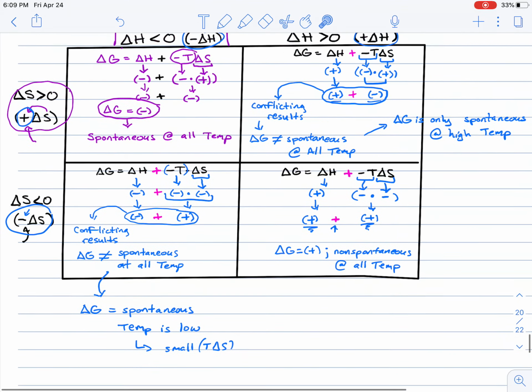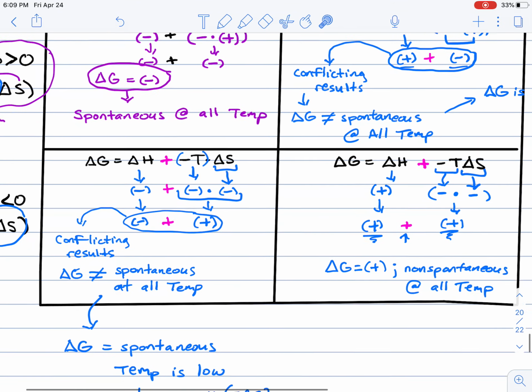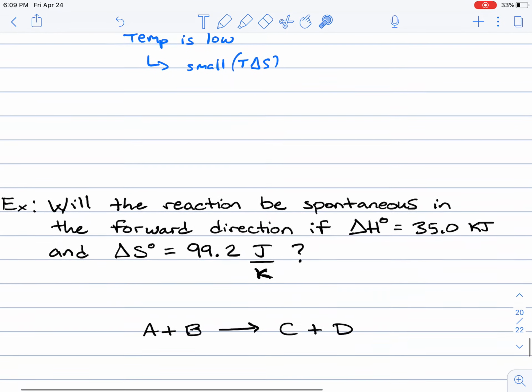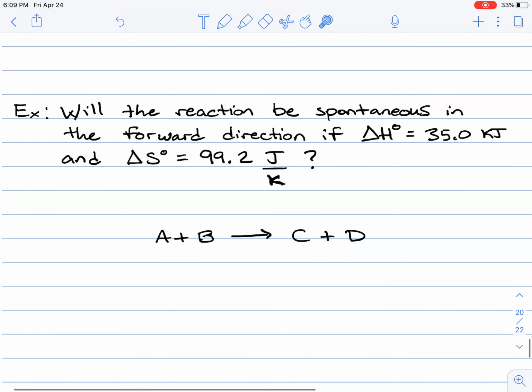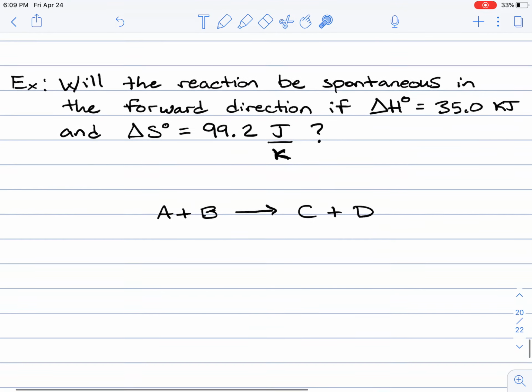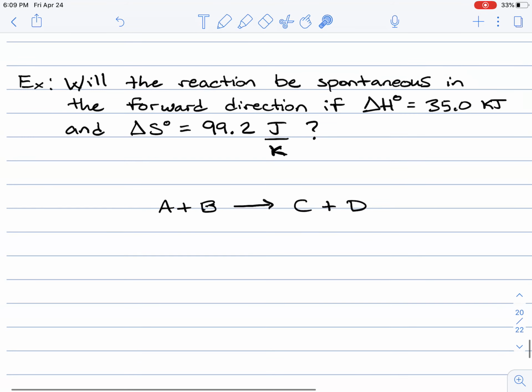All right, so what we're going to do is apply this to a couple of problems, and then we're going to learn how to calculate the Gibbs free energy quantitatively instead of this qualitative assessment. And so here, will the reaction be spontaneous in the forward direction if delta H is 35.0 kilojoules, and the change in entropy is 99.2 joules per Kelvin? Okay, so this is just some made-up reaction.